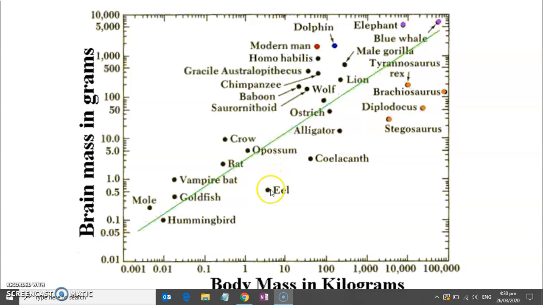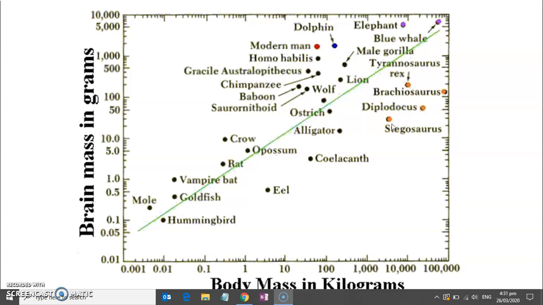So you can see here the same thing on the underside of the green line would be a smaller than average brain to body size. So the eel and the coelacanth here have smaller than average brains for their body size, and that's because they live very simple sedentary kind of lives. The Stegosaurus is also famously known for having a brain the size of a walnut or something, so we expect to see him down here.